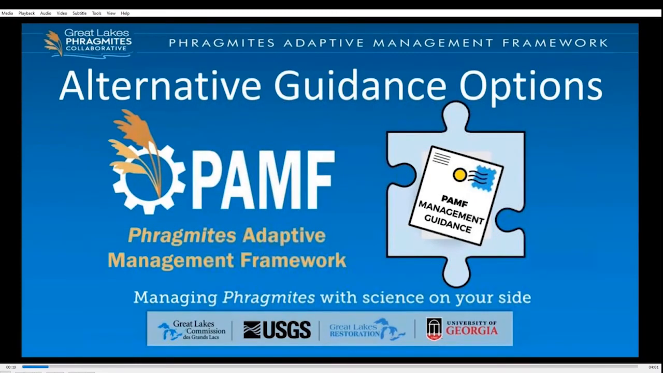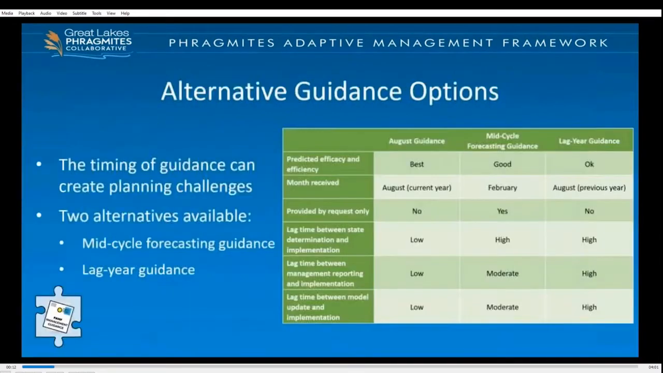Alternative guidance is covered in Chapter 3 of the PAMF Participant Guide. Each August, PAMF participants receive effective and efficient Phragmites management guidance customized for each management unit enrolled in PAMF. This guidance is based on our most updated model learning and the management unit's current site conditions. However, this time frame may not be ideal for managers that need to make management planning decisions earlier in the year. To provide greater flexibility to using PAMF guidance to inform decision-making, PAMF is now offering 2 new options in addition to August guidance. The first being requesting mid-cycle forecasting guidance, and the second, implementing guidance after a lag year.